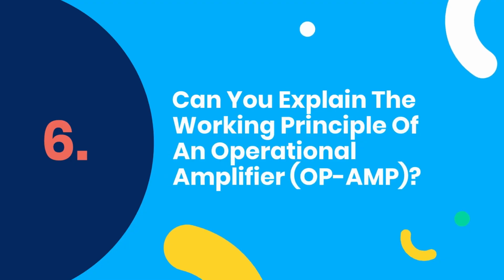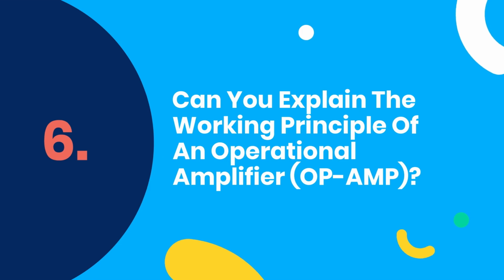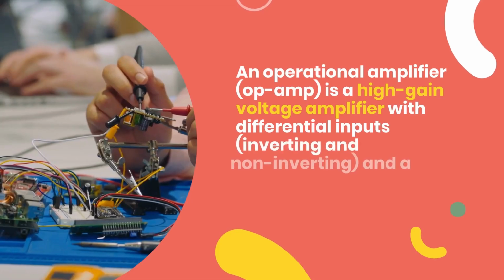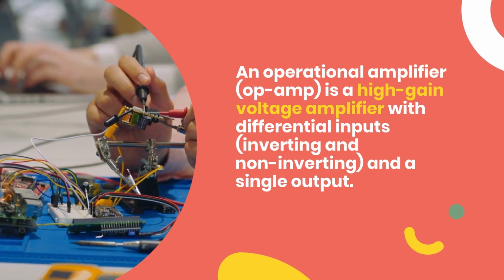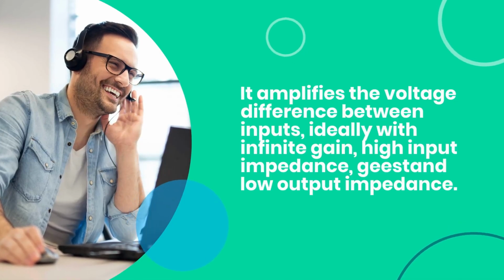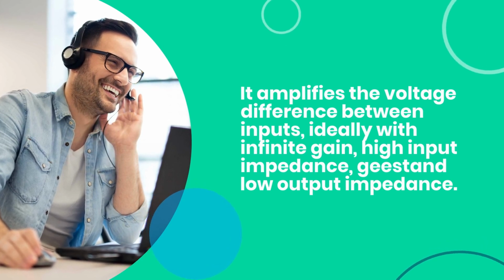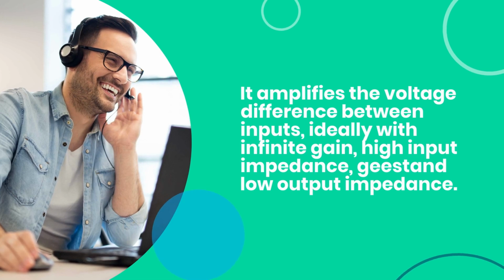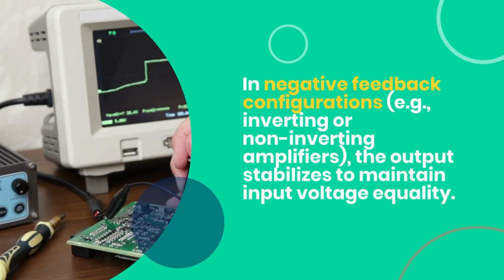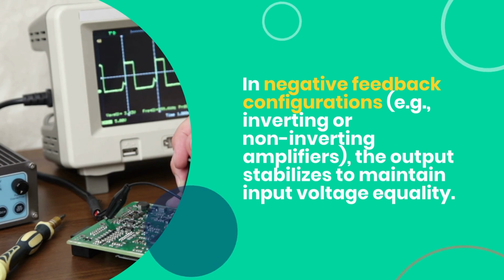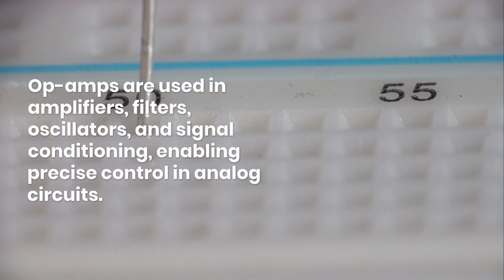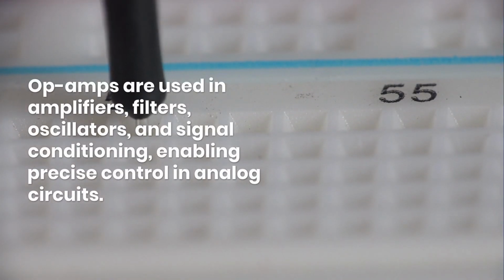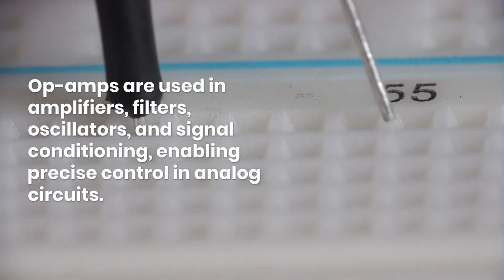6. Can you explain the working principle of an operational amplifier, op-amp? An operational amplifier is a high-gain voltage amplifier with differential inputs, inverting and non-inverting, and a single output. It amplifies the voltage difference between inputs, ideally with infinite gain, high input impedance, and low output impedance. In negative feedback configurations, e.g., inverting or non-inverting amplifiers, the output stabilizes to maintain input voltage equality. Op-amps are used in amplifiers, filters, oscillators, and signal conditioning, enabling precise control in analog circuits.